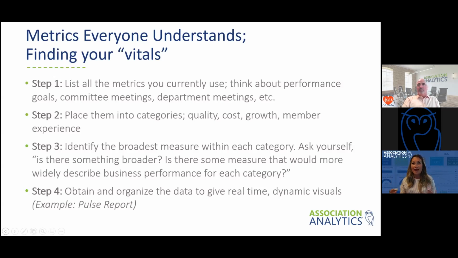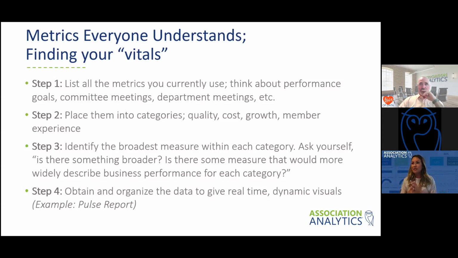Step 2, place them into categories. These are just some example categories that I've seen work well: quality, cost, growth, member experience. And so again, a handful. You don't want to have 20 categories. Then place all of the metrics that you just listed into one of these categories. Step 3, identify the broadest measure within each category.